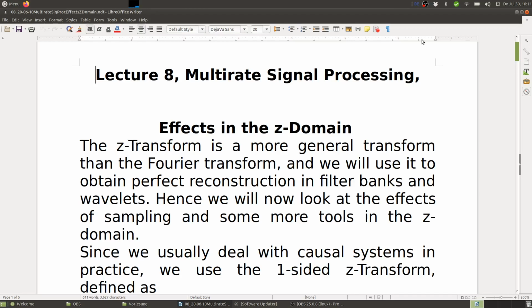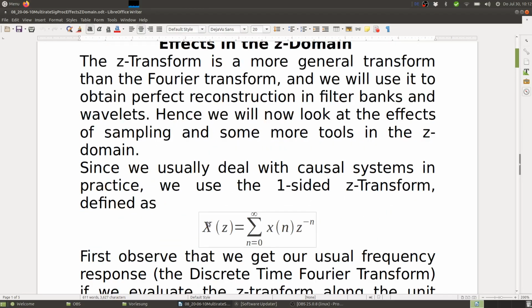Today about effects in the Z-domain. So we saw the Z-transform is a more general transform than the Fourier transform, and we will use it to obtain perfect reconstruction in filter banks and wavelets. Hence we will now look at the effects of sampling and some more tools in the Z-domain.